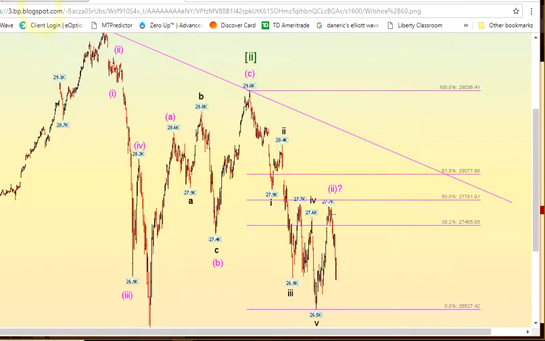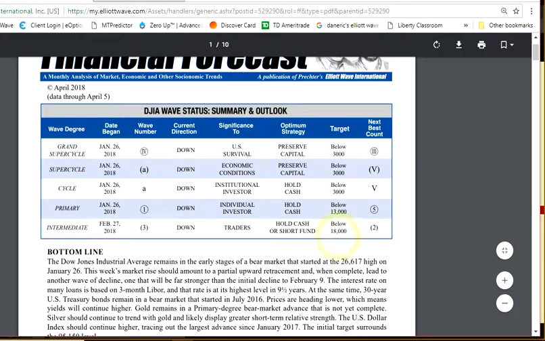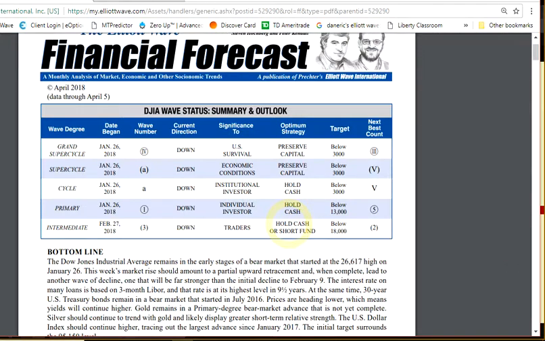But anyway, this is pretty startling stuff here. Below 3,000, you can see the advice they give: hold cash or short fund. So in the intermediate wave, you can use a short fund like SDS or something like that. So if some of you wanted to buy the SDS next week, that's a 2 times the S&P down. So if the S&P goes down 5%, the SDS goes up 10%.